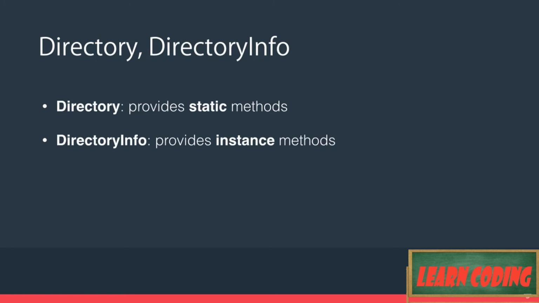Directory and DirectoryInfo are very similar to File and FileInfo. So the Directory class provides static methods, whereas DirectoryInfo provides instance methods. And you use either of these classes to work with directories.